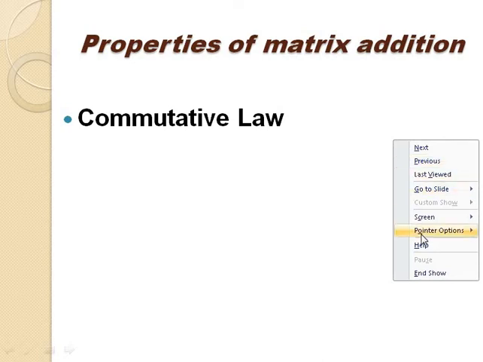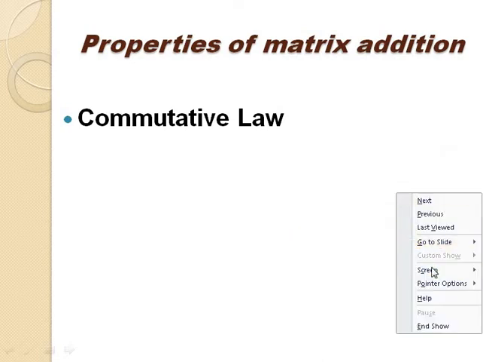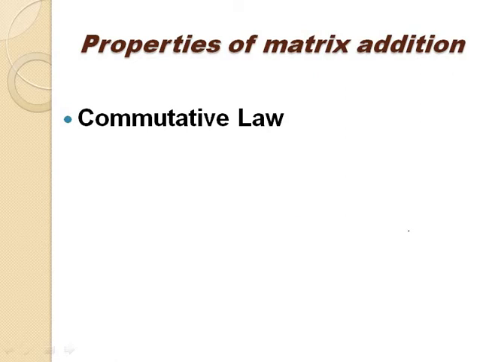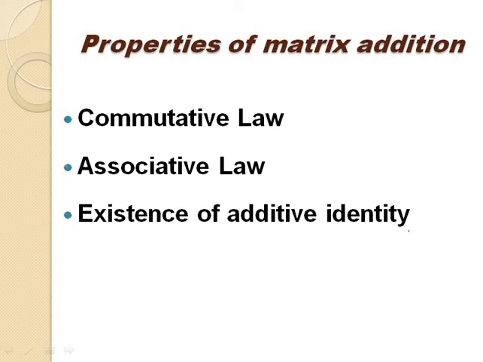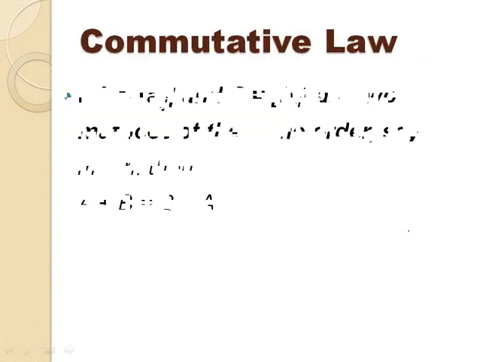The first is the commutative law, then the associative law, the existence of additive identity, and the existence of additive inverse. These rules are the same as those we have already done with integers, but let us see them quickly.